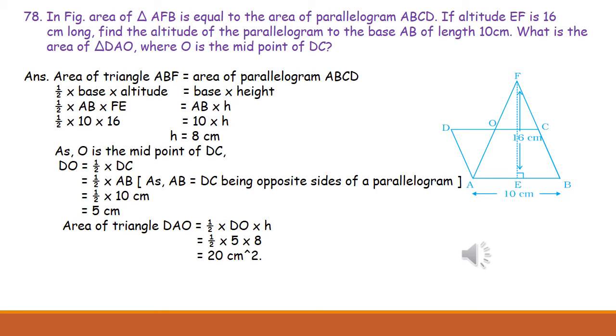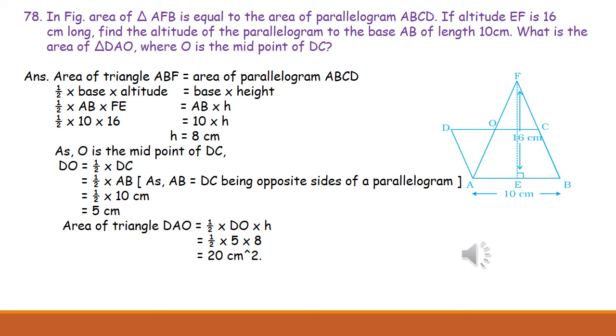Now, we know that the formula for area of a triangle is half into base into altitude, and the formula for area of a parallelogram is base into height. So half into base of the triangle, which is AB, and altitude FE, and area of the parallelogram is AB and height is H. Half into 10 into 16 is equal to 10 into H, that is H is equal to 8 centimeter. If you reduce it, it is coming 8 centimeter.